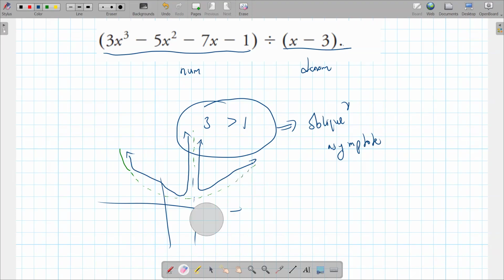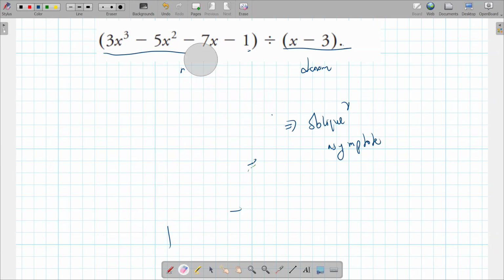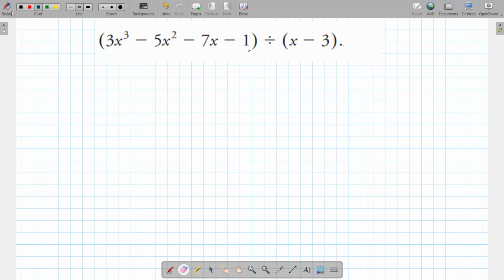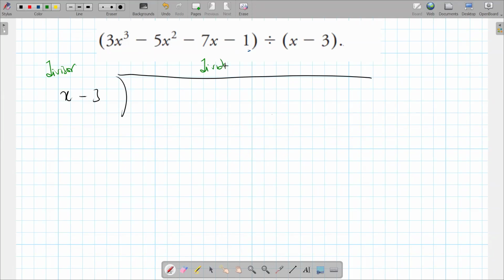But basically my whole point is you want to do long division sometimes because you may have a degree in the numerator that's larger. So to see your oblique asymptote, there's no other way. So let's first show you using the traditional method of long division. I'm calling this the divisor. This is called the dividend with a D.